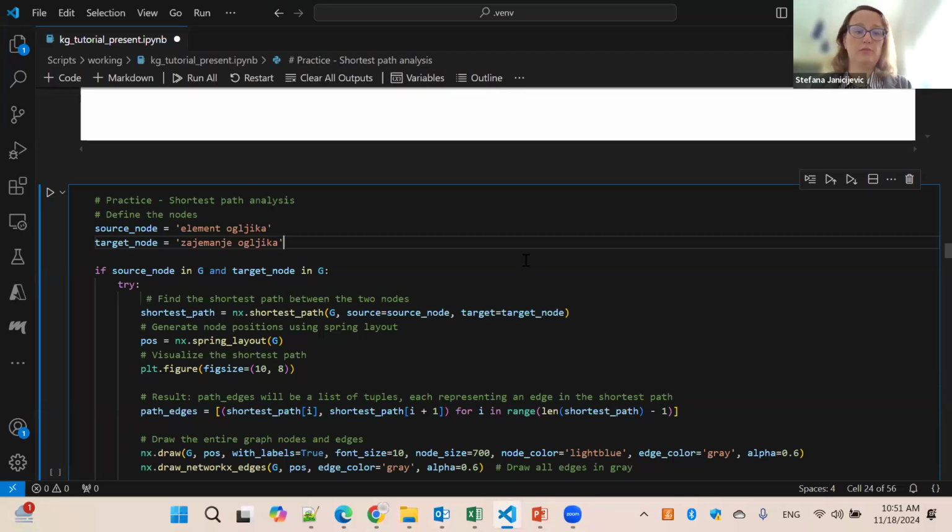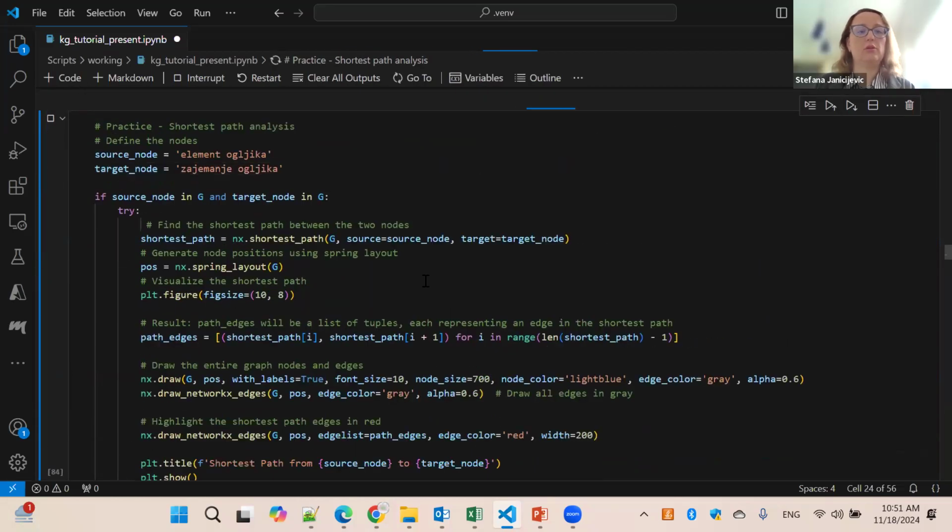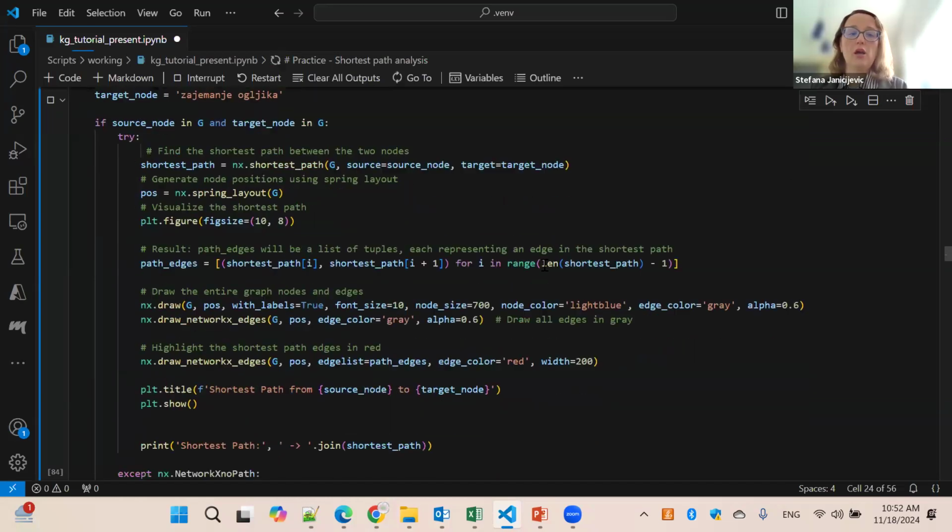What we are doing is finding the shortest path between two nodes here. I will also start it because maybe it will run as I'm talking. So, find the shortest path between two nodes. We are storing it in the shortest path variable. We are using the shortest path function with very simple parameters, as you can see: G, source, and target node. We want to generate node positions using Spring layout because I will draw it for you at the end. We do visualization. I will also use a list comprehension that iterates through the indices of the shortest path, except for the last one. That's why we have -1 here.